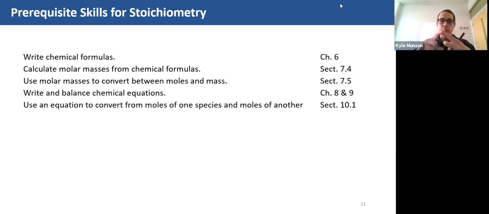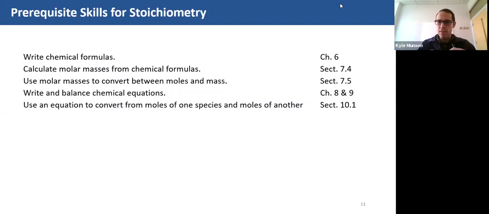You're going to need to know how to write chemical formulas. You're going to need to know how to calculate the molar mass for those chemical formulas, and use the molar mass to convert to moles if you're given grams of a substance. Then write balanced chemical equations, and use those equations to convert from moles of one species to moles of another species, which is the video that we just went through.